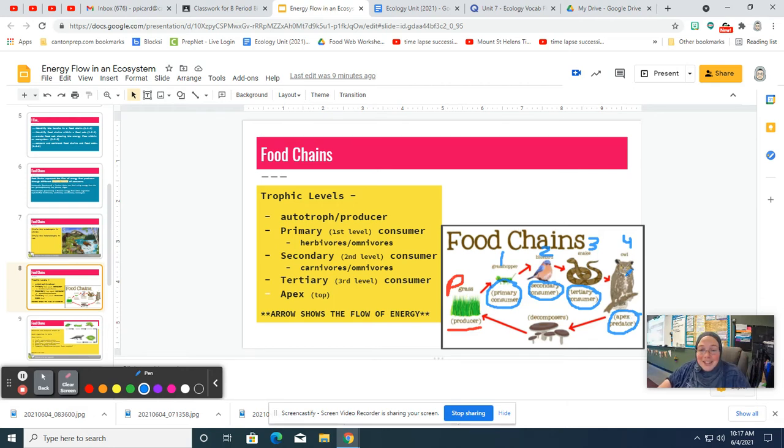Now, of course, just like the circle of life, our apex predator will eventually die, and our decomposers will break it back down, making food and providing nutrients for the grass, and the cycle will begin again. But in terms of our food chain, we're starting with our producer as P, moving through our primary, secondary, tertiary, and quaternary or apex predator, the top of our food chain.